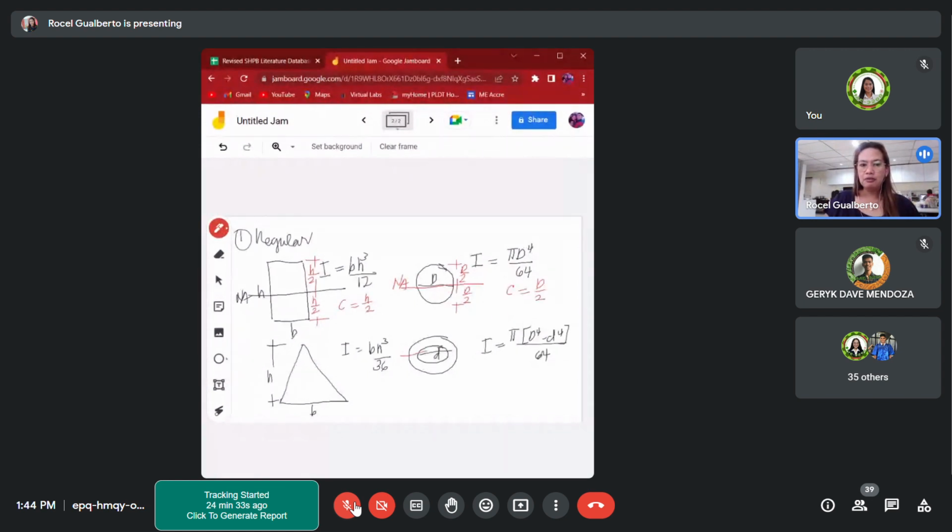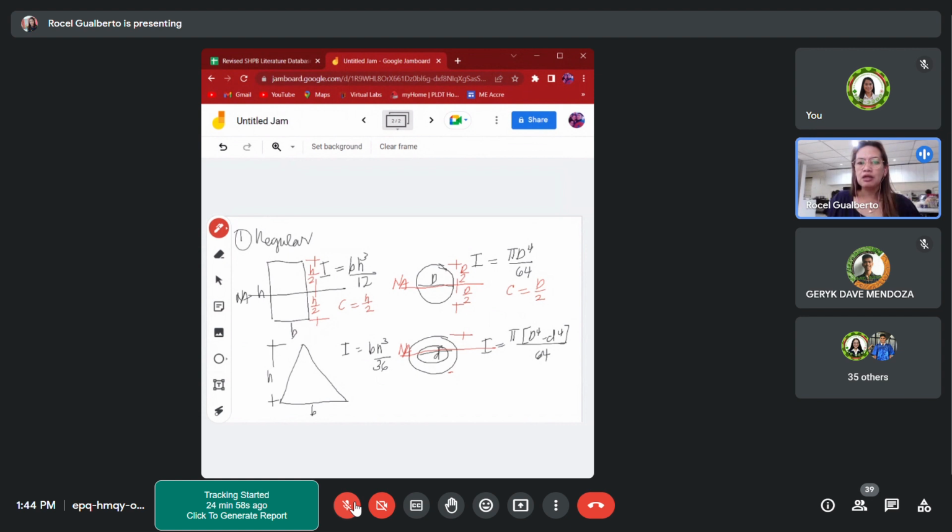Same thing with this one. This is still symmetrical. Although this is hollow, it is still symmetrical. So the farthest at the top and the farthest at the bottom, from the neutral axis, would be equal to what? The farthest would be the outer radius. So if it is the outer radius, big letter D over 2. Same thing with this one.